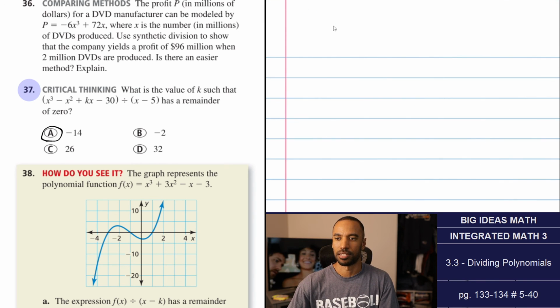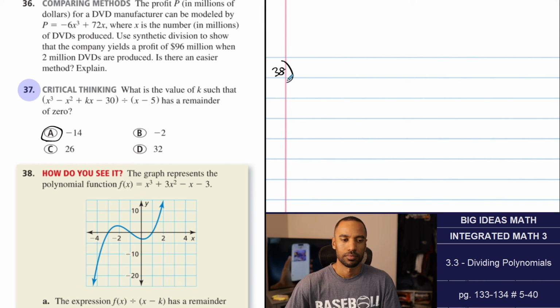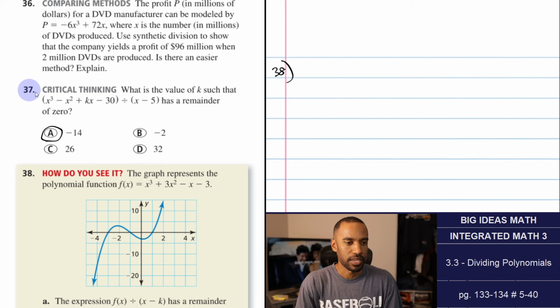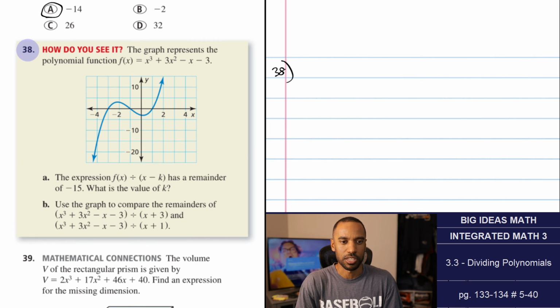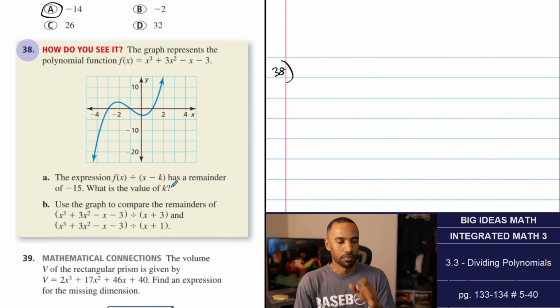Okay, number 38. The graph represents the polynomial function f of x equals x cubed plus 3x squared minus x minus 3. The expression f of x divided by x minus k has a remainder of negative 15. What is the value of k?